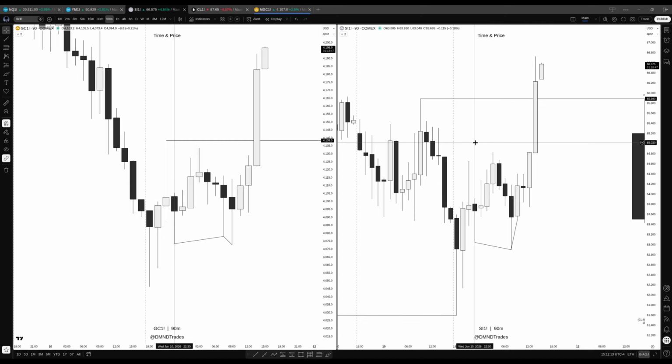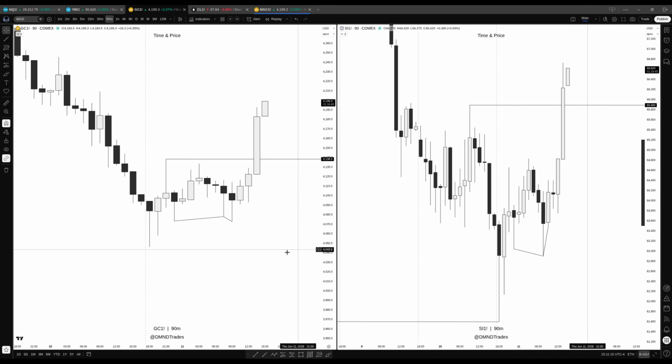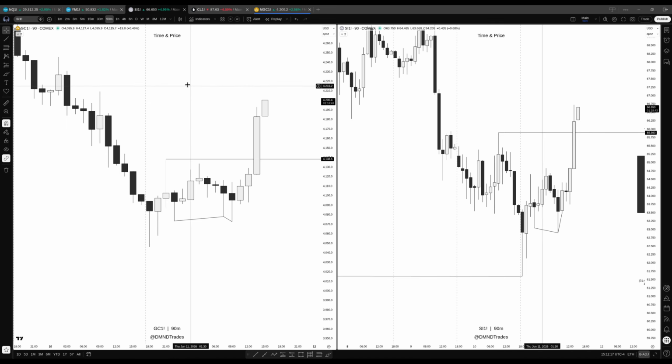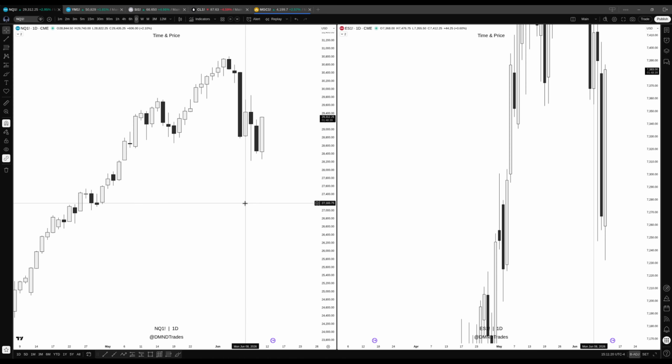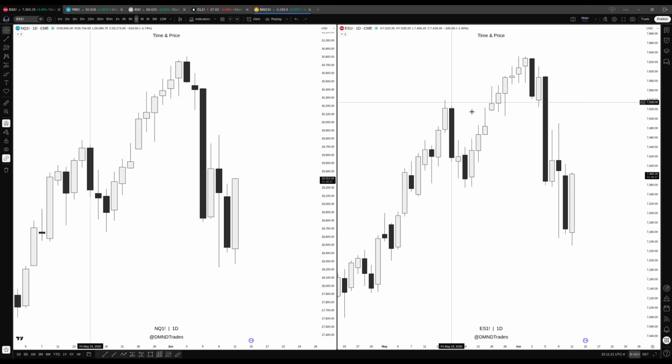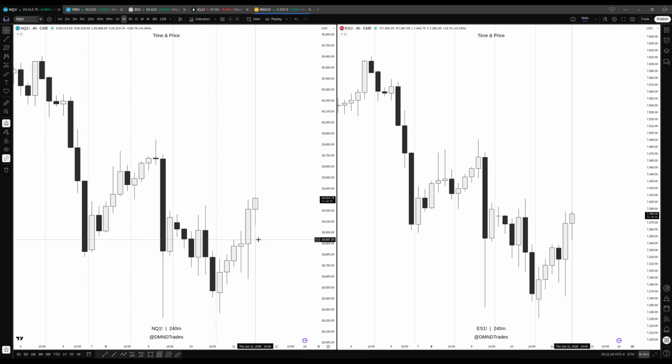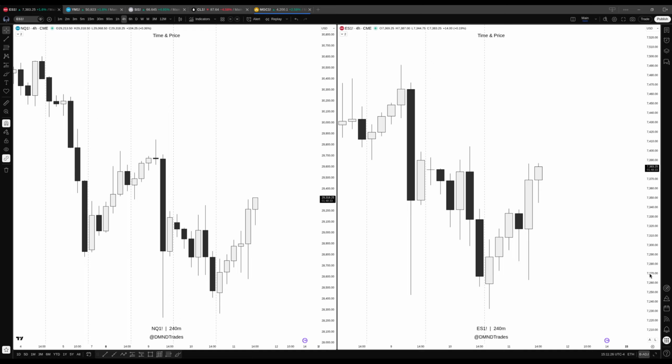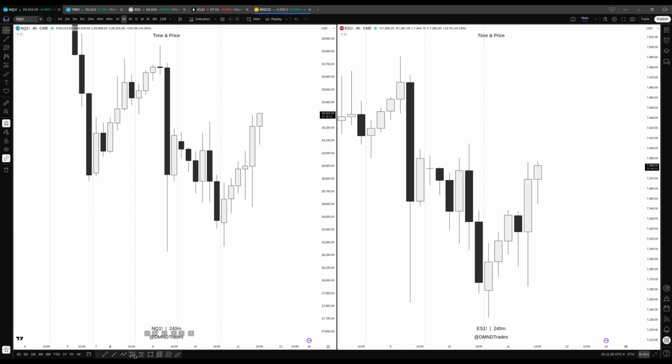Anyways, so this is the framework here. I'll come back to it in a second, but it's probably important to go over what these assets are doing, right? We want indices aligned to be bullish and oils to be bearish. Technically, right? That's the highest probability.